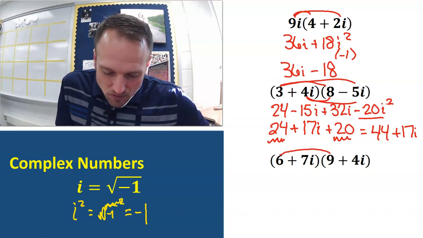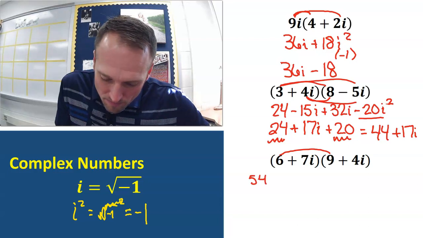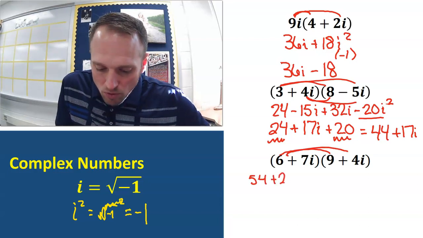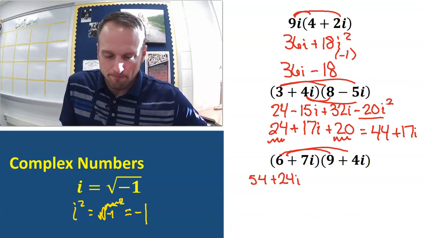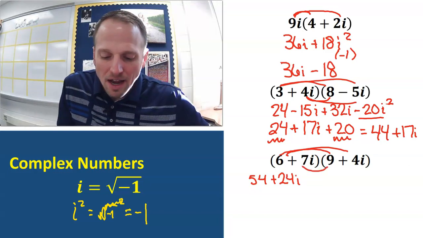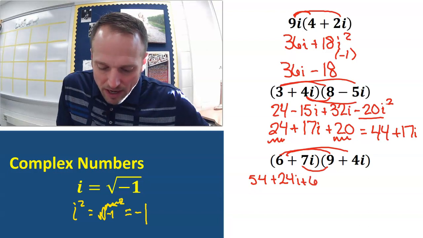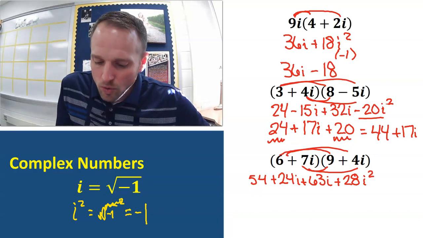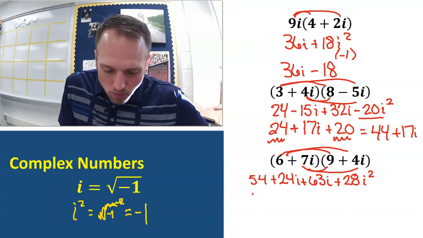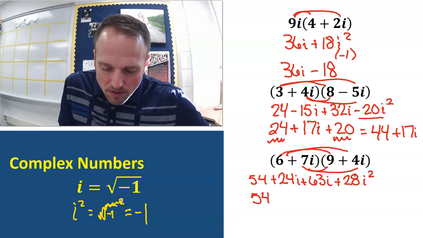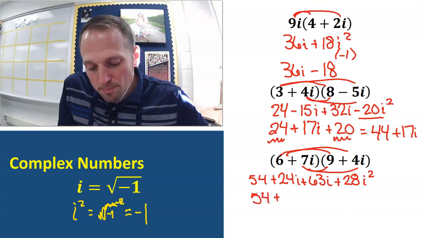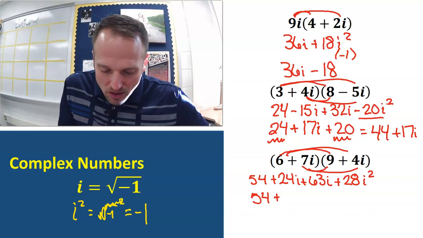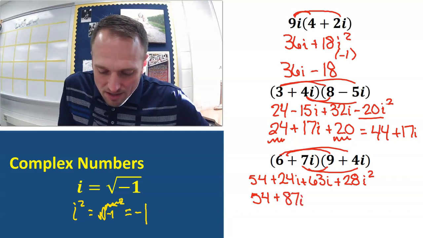6 times 9 is 54. 6 times 4i is 24i. That's not too bad. How about the 7i? 7i times 9 is going to be 63i. And 7i times 4i is going to be 28i squared. So we have 54 plus our 24i plus 63i. That's going to be 87i.